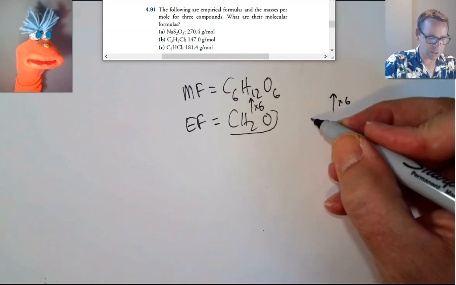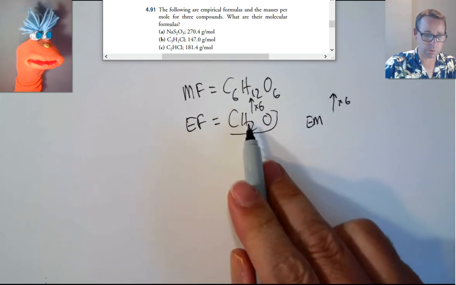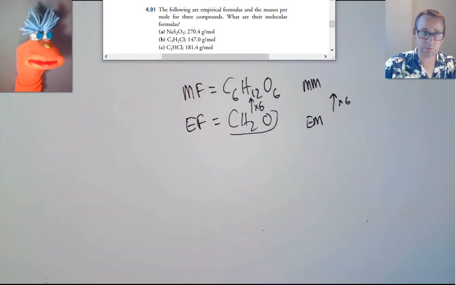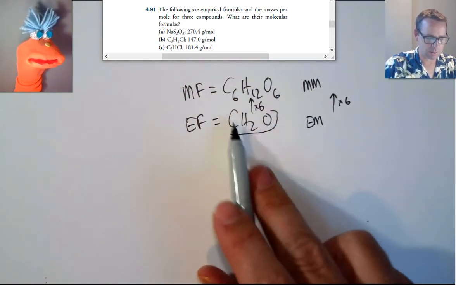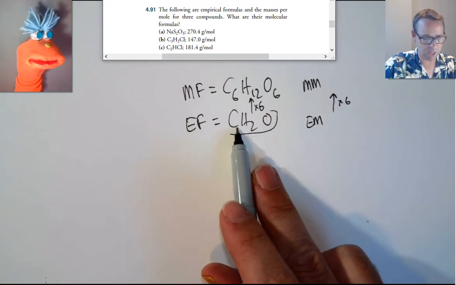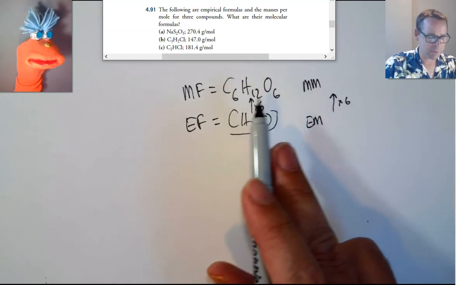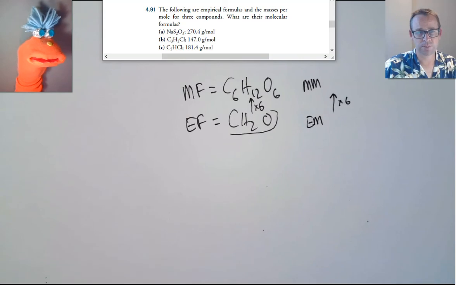So the same multiplier exists between what we call the empirical mass, that's just the mass of the empirical formula, and the molecular mass, which is the mass of the molecular formula. All right? So the empirical mass we can just get by adding 1 carbon, 2 hydrogens, and 1 oxygen. And the molecular mass we can get by adding 6 carbons, 12 hydrogens, and 6 oxygens.